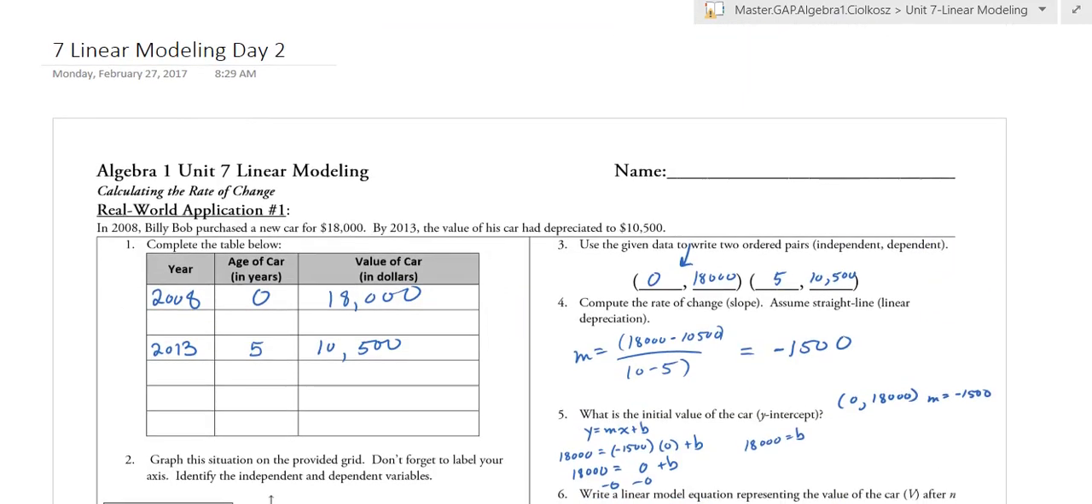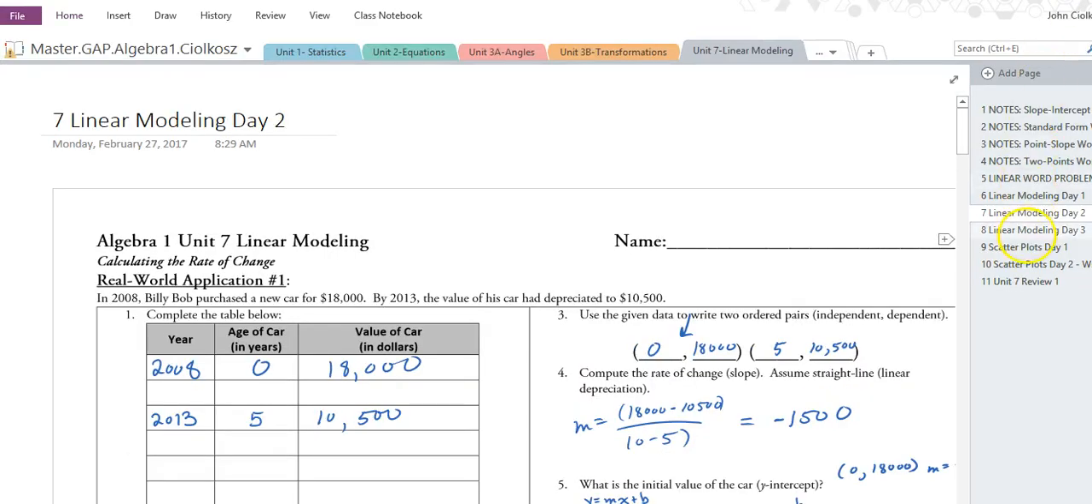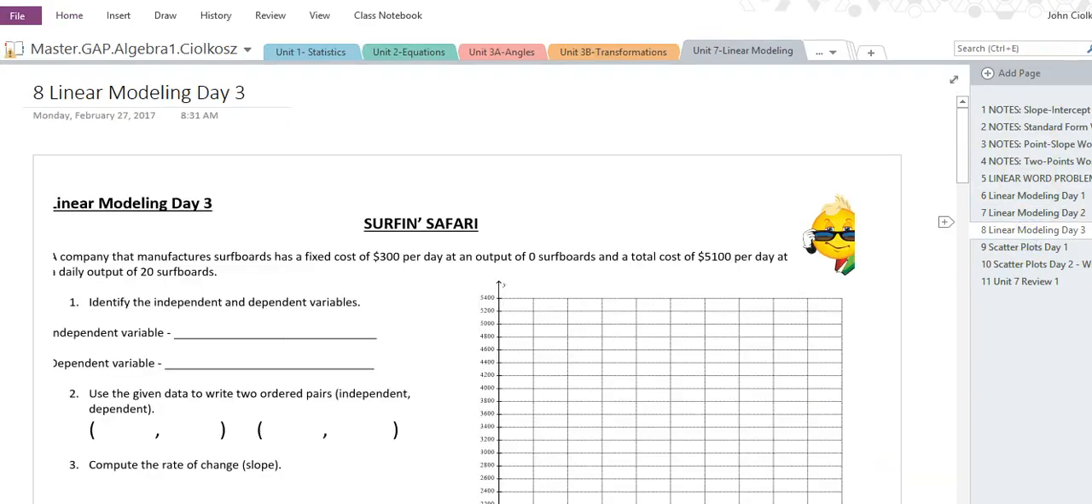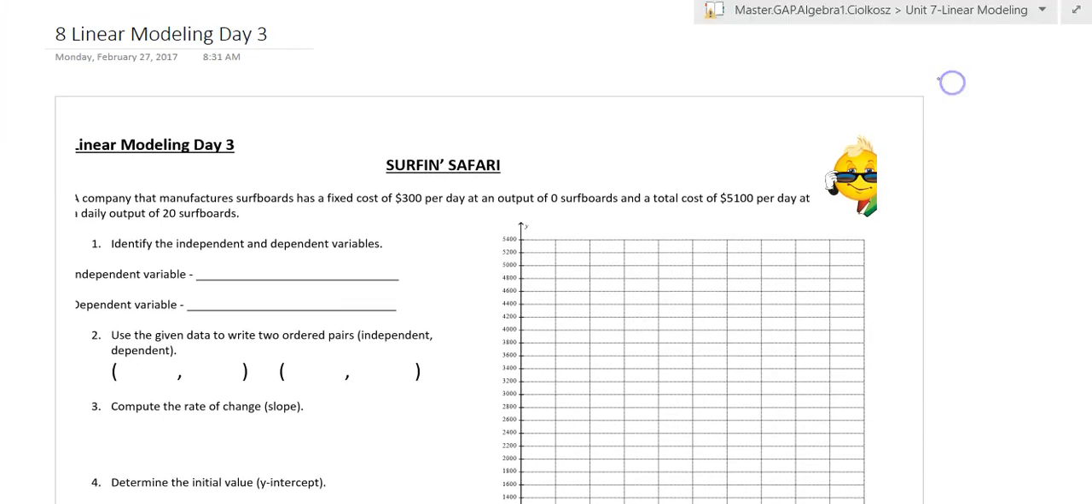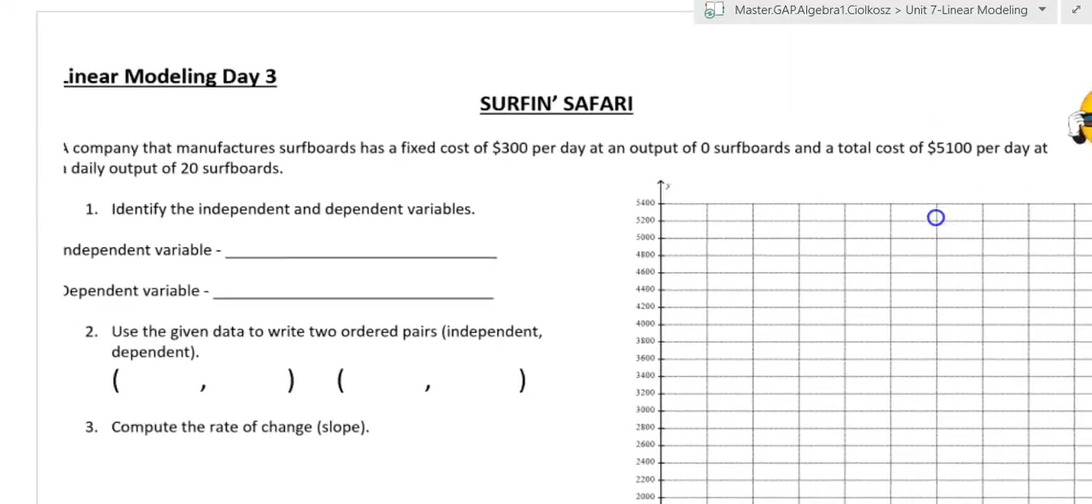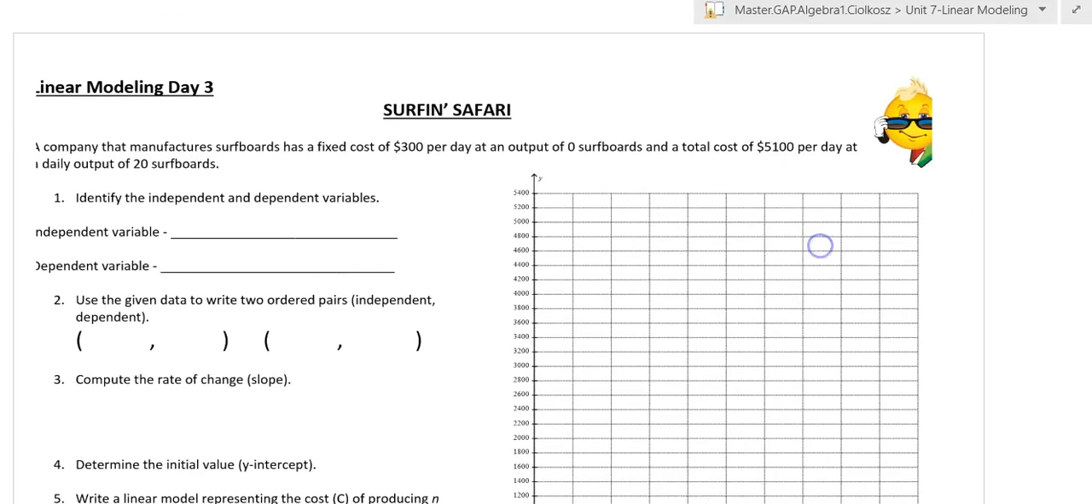Once you've done so, you can move on to 8 for one of our last sections of notes. So here, we're going to do one more practice problem together. So we have a company that manufactures surfboards has a fixed cost of $300 per day and an output of 0 surfboards, and a total cost of $5,100 for an output of 20.